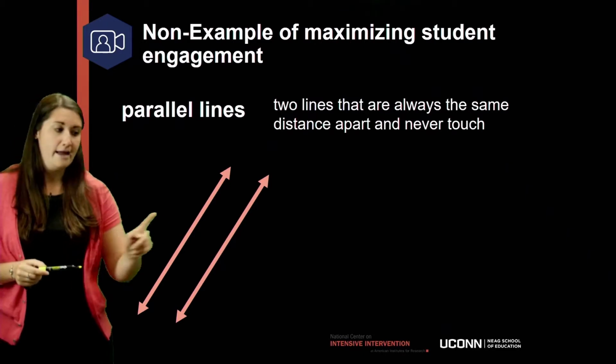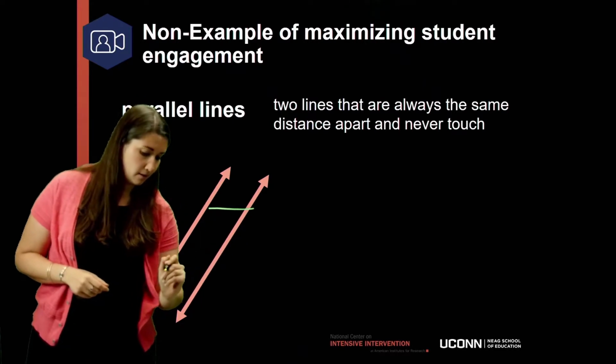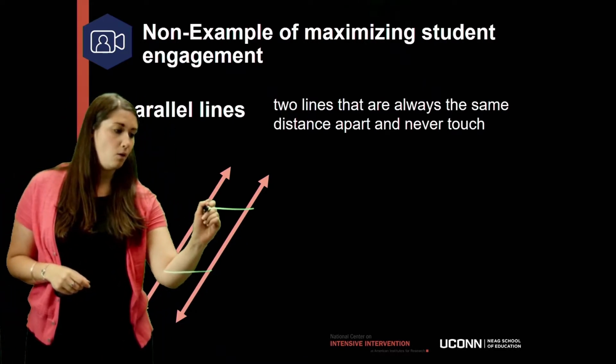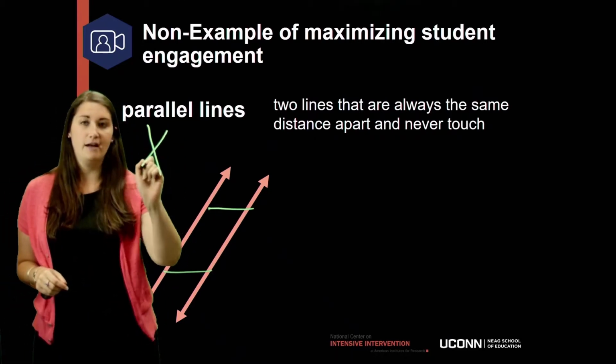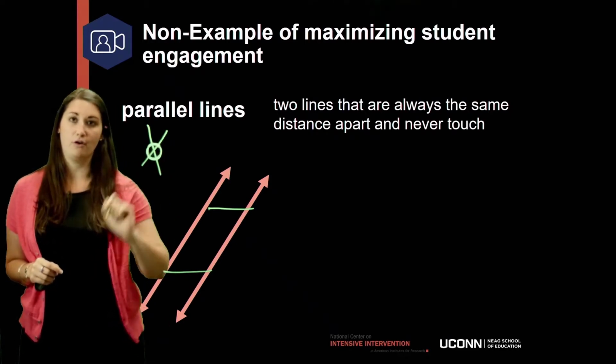So they are two lines that are always the same distance apart. We can see here that at different points on the lines, they're still always the same distance apart. And they never touch. They never come together and cross, and the two lines never cross.